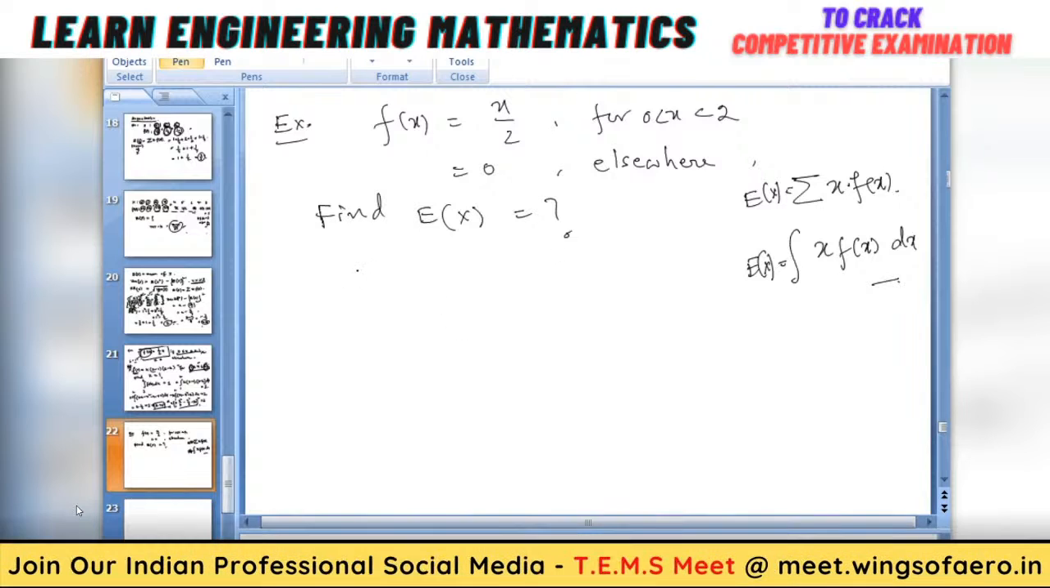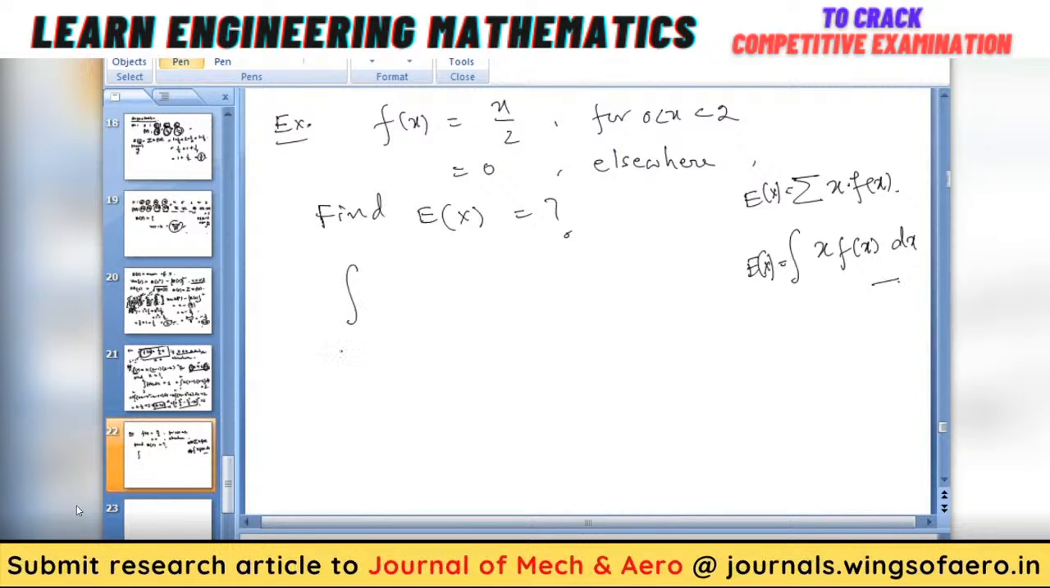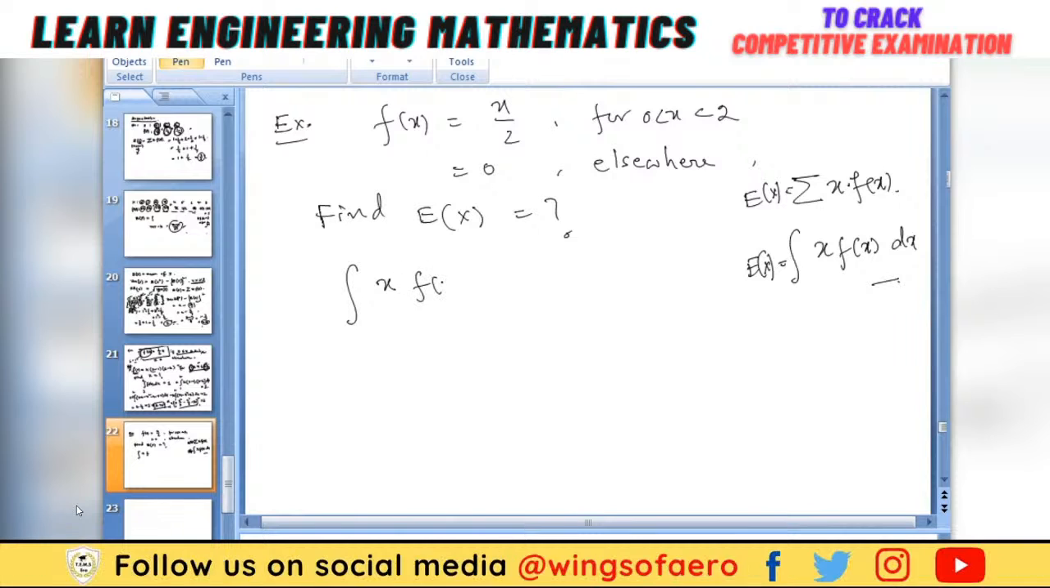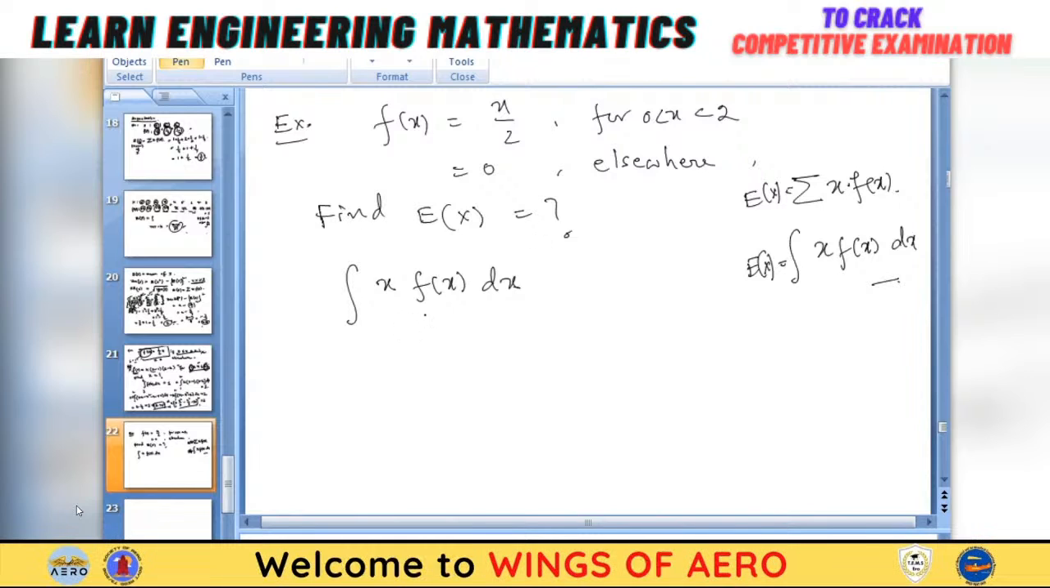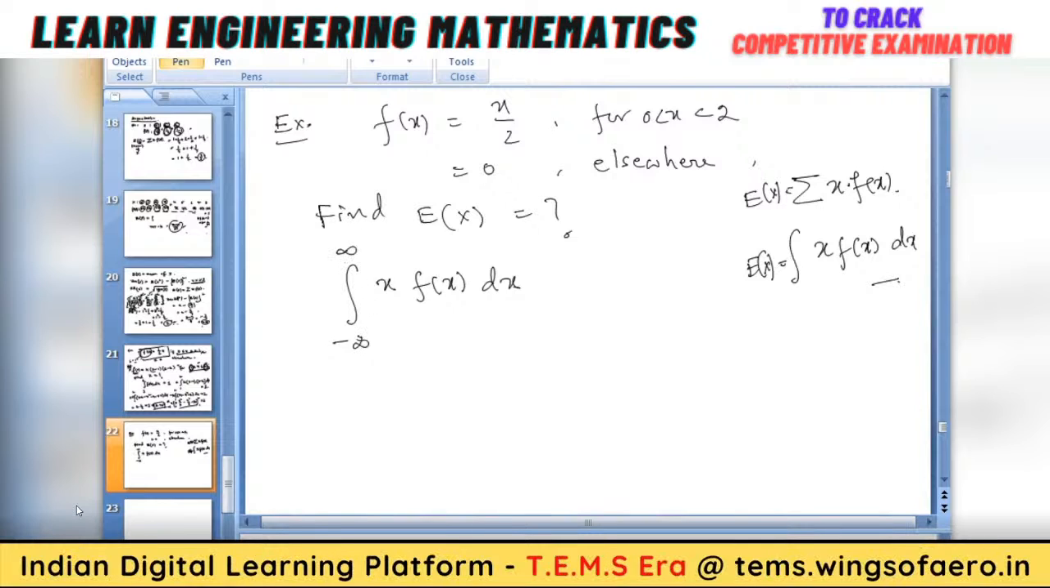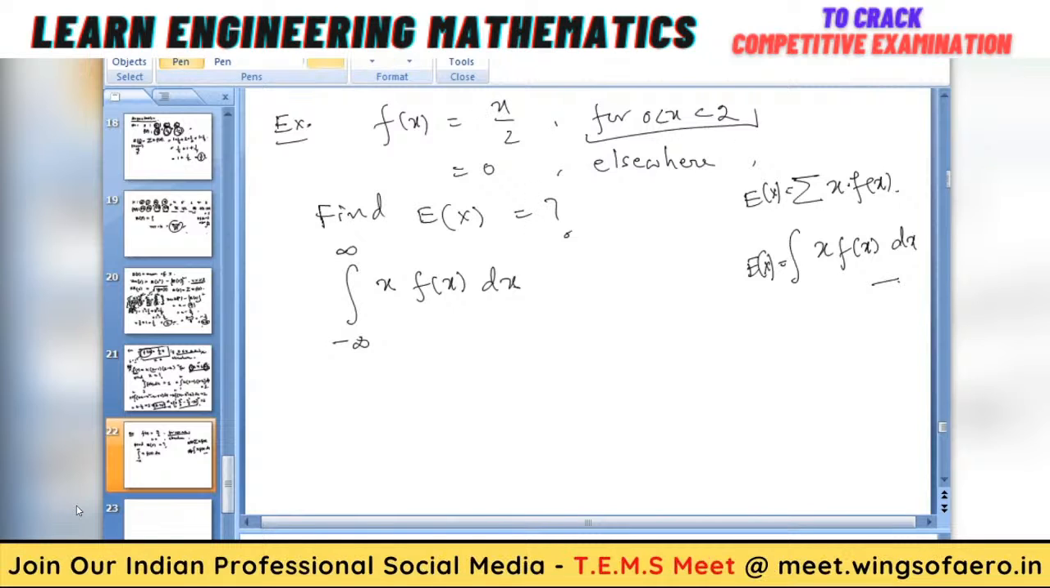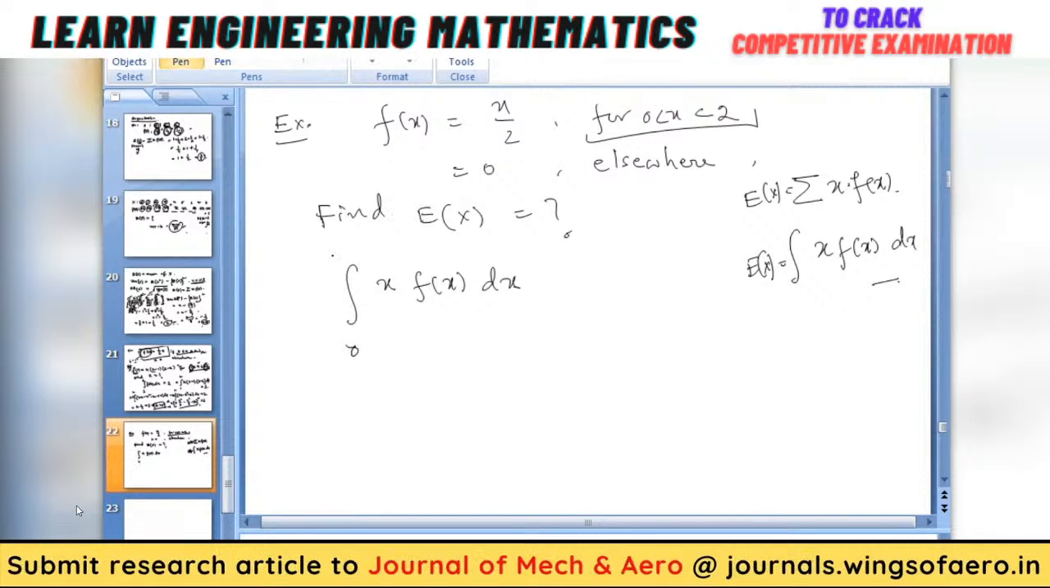Okay, so do this integration x fx dx. This is the formula of expectation of x in case of a continuous system, from minus infinity to infinity. Formula is actually minus infinity to infinity. Okay, but since here, look at this, the range is given 0 to 2. So this is obvious. Change it to 0 to 2.